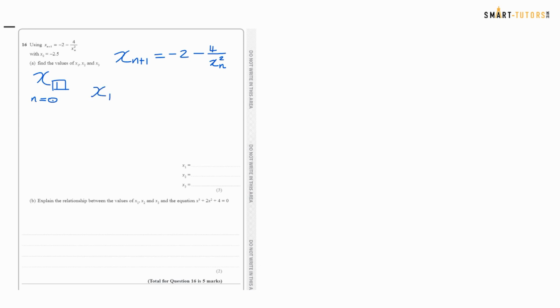When you put n equals 0, this becomes x1, because 0 plus 1 is 1, equals minus 2 minus 4 over x0 squared.